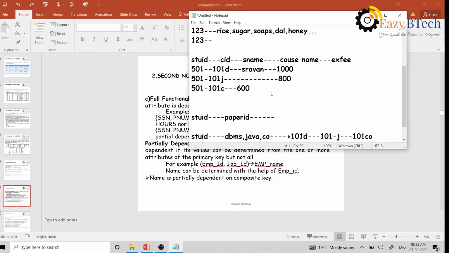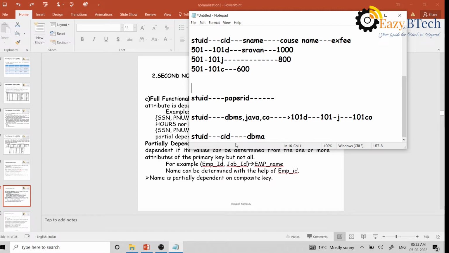The non-key attributes are fully functionally dependent on the key. If you want to know about the student name, based on the student number and student ID, we can identify the student name. Suppose 7, 501, 101. Then we can identify he registered for the Java course and the fee is so and so. This is nothing but student ID and course name.